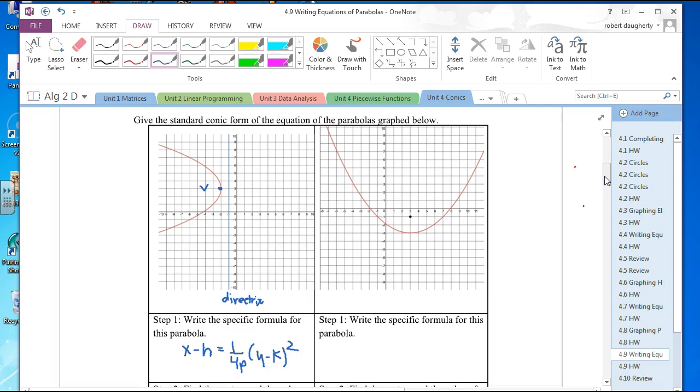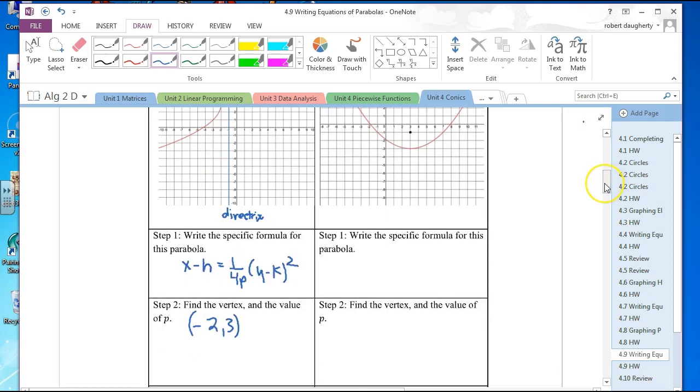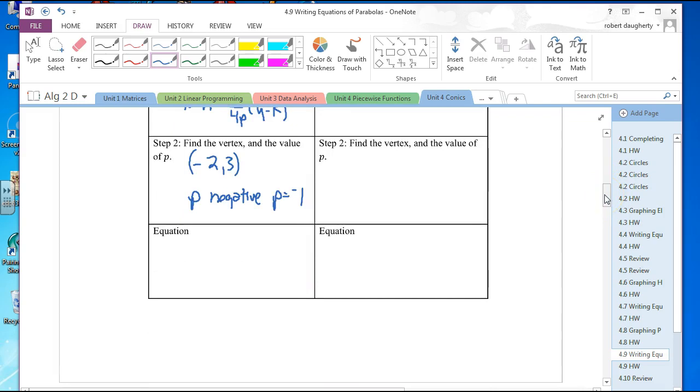So I know that p is negative. This distance right here, that distance is 1. So I know in this case, since it opens to the left, p is negative. I know that p is equal to -1. Using that information, let's write the equation. So what is the equation of this one?